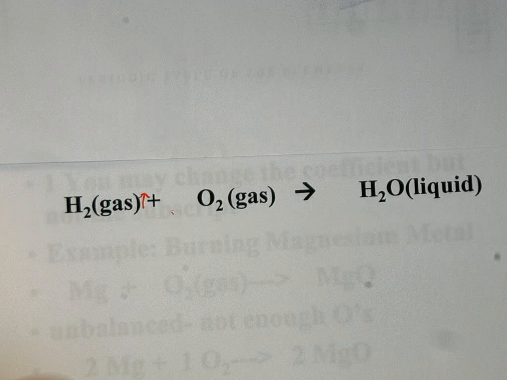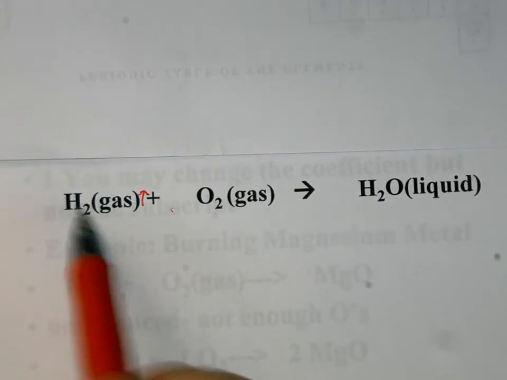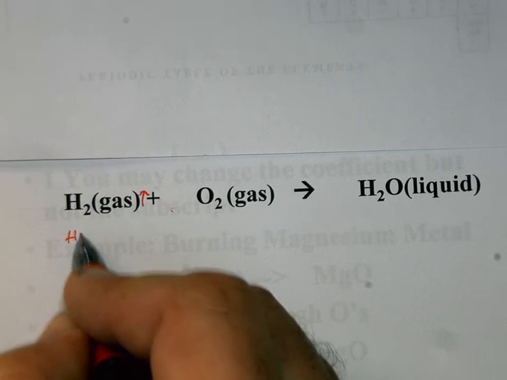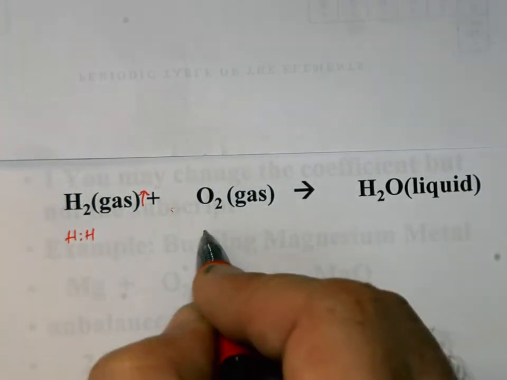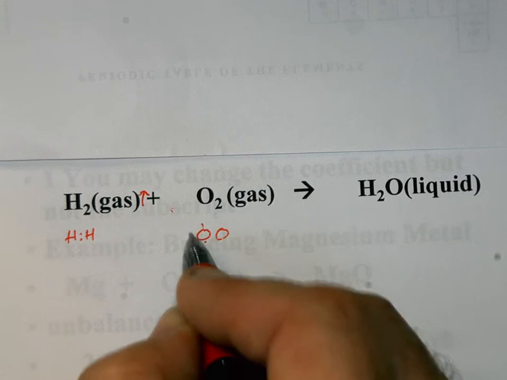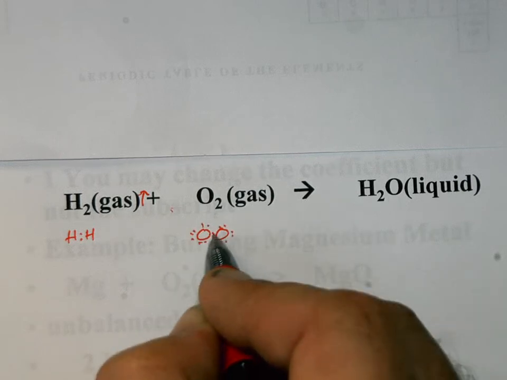Okay. Now the problem here is whatever the number of atoms we start with, we have to end with. So we're going to start the first part of balancing the equation here. Now this tells us we have two hydrogens. In fact, you don't have to do this, but there's two hydrogens bonded together here, and two oxygens bonded together here. They're sharing right there. They're making a bond.